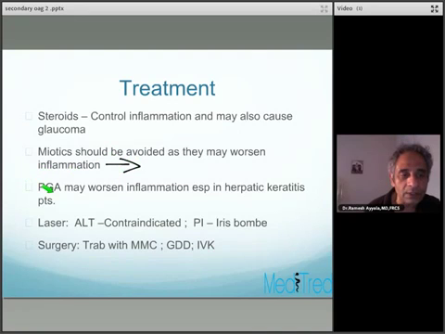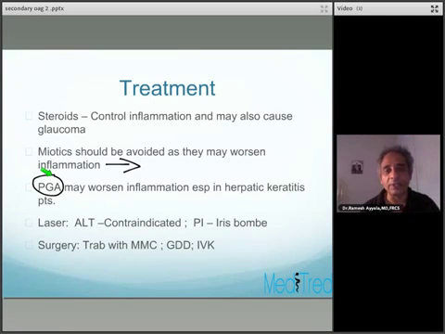Prostaglandin analogs may worsen inflammation, especially in patients with herpetic keratitis, and so that is something you should be aware of and should avoid. So you can use aqueous suppressants such as beta blockers in these patients, carbonic anhydrase inhibitors, adrenergic agents, alpha agonists. Those are all safe medications for you to use to control the intraocular pressure in this patient population. Try to avoid miotics and prostaglandin analogs unless it's an emergency.